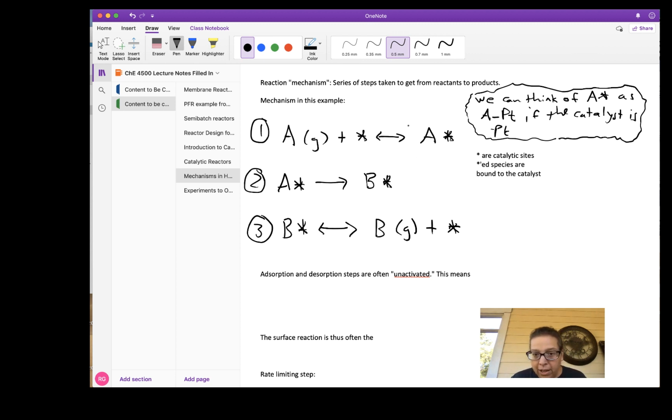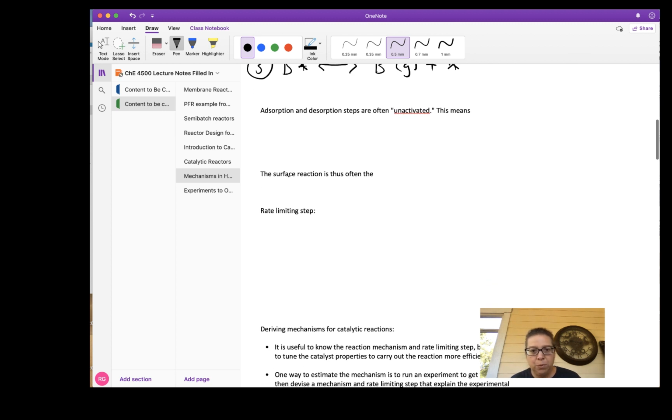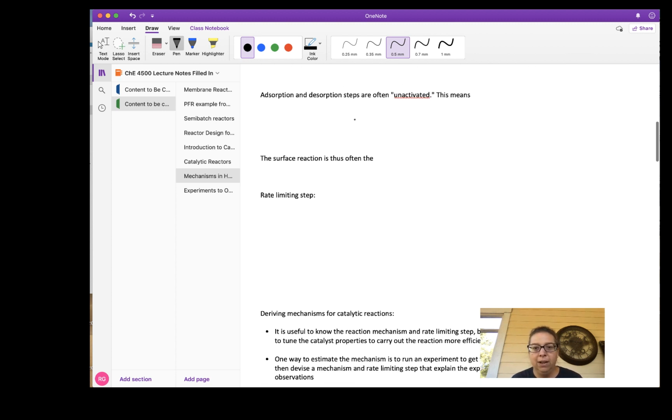The other thing you may notice about the way I wrote this mechanism, and I alluded to this before, is that the arrows on my adsorption and desorption steps I wrote as double-sided, whereas on my surface reaction step I wrote it as single-sided. Adsorption and desorption steps in a mechanism are often unactivated.